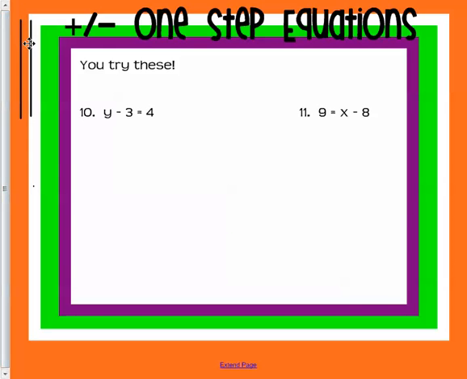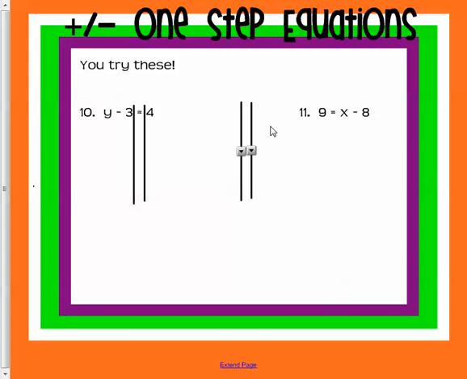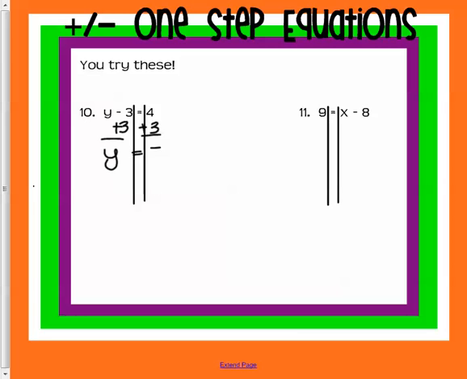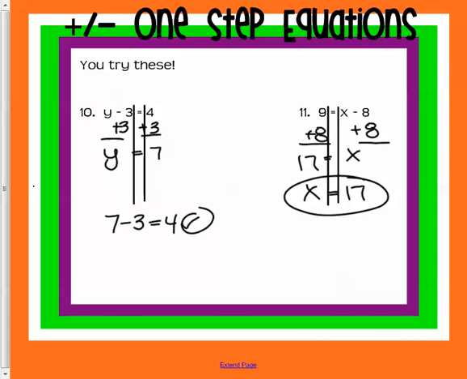All right, the first thing that I did was draw my streets, because I like to make sure that I'm keeping things balanced. So if I have a minus 3, I'm going to add 3 to both sides, and I get y equaling 7, because 7 minus 3 equals 4. On this one, I'm going to add 8 to both sides, and x equals 17, which can be rewritten like so. So make sure you check your work with a red pen.